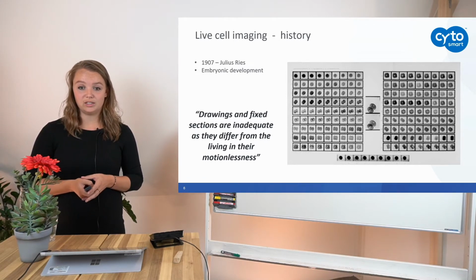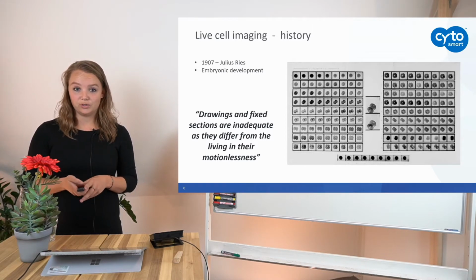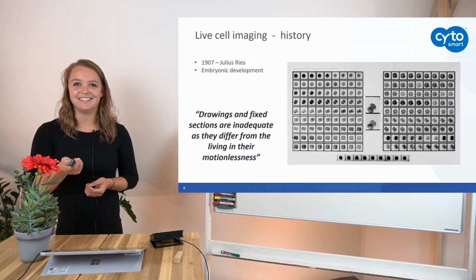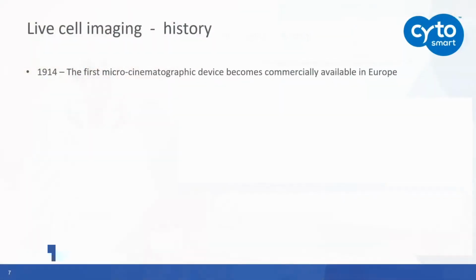So that's how live cell imaging really got interesting. If you then look at the history, the first microcinematographic device became commercially available in Europe in 1914. And after this introduction, it went fast. Researchers quickly realized that this technique is a more convenient option to demonstrate cellular behavior.